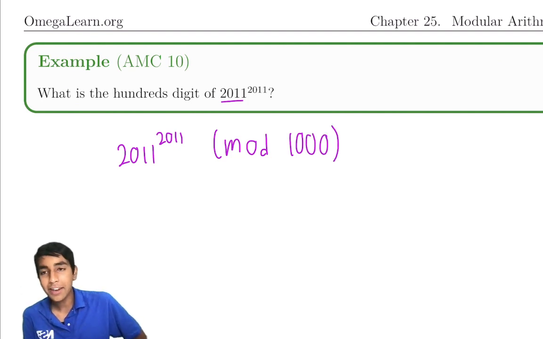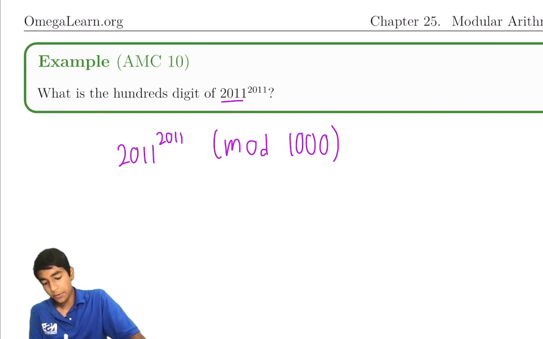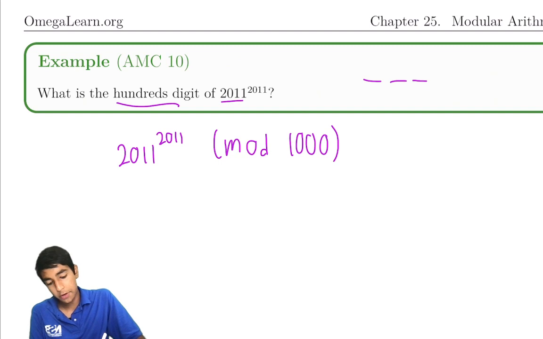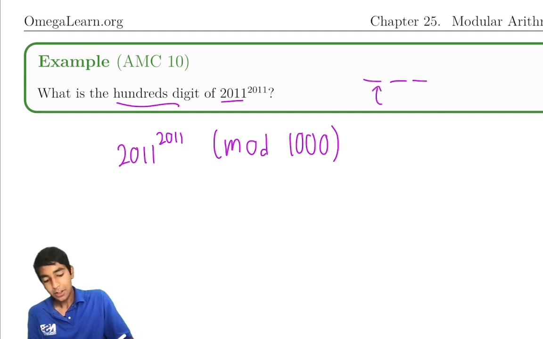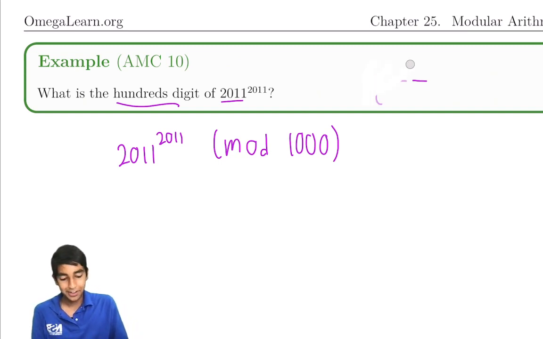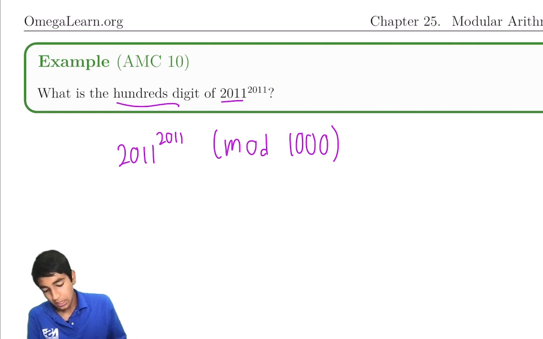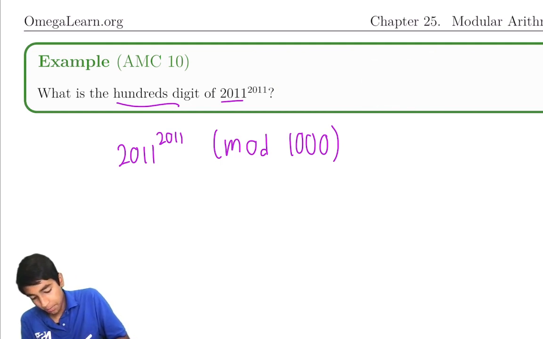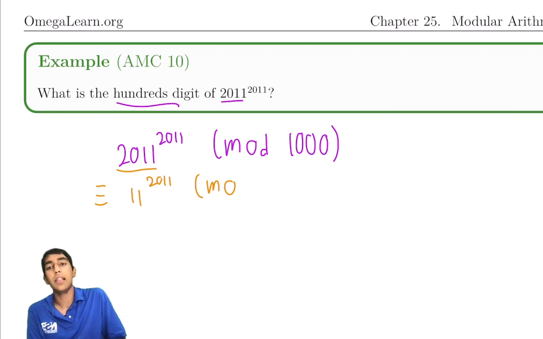Why mod 1000? The reason we're doing mod 1000 is because to find the hundredth digit, we can also just find the last three digits and look at the hundredth digit from there. So mod 1000 is the way we'll go. First of all, by our power rule, we know that this is just 11 to the 2011 mod 1000, right? Because 2011 is the same as 11 mod 1000.